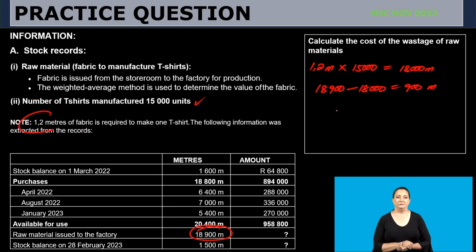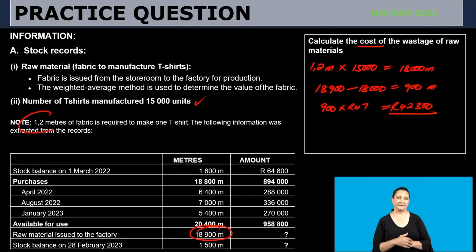Now, if you want the cost, because these are meters, remember we calculated the average price per meter. So we say the 900 multiply by 47 rand, and then it will give you your 42,300. This is the cost of the raw materials that were wasted. Again, there are several ways in which you could have used to get this figure, but this was one of the simplest ways to get this particular figure.